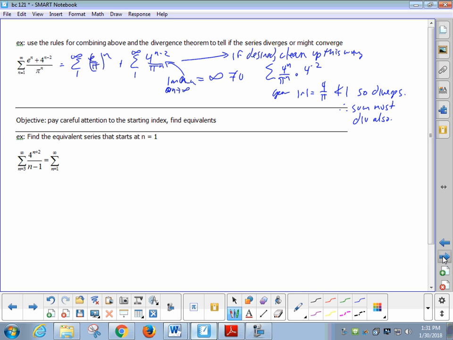Would you play around with changing the index to start with? Sometimes you'll be given one that doesn't start at 1, and you'll want it to start at 1. So would you rewrite the formula so that it would make the same series, but now is starting at 1? You'll have to tweak the inside a little bit. If you're not sure, you could always go to expanded notation. It helps me considerably.